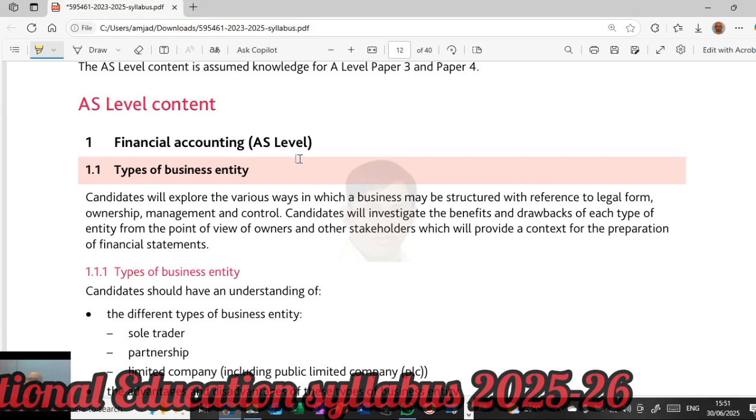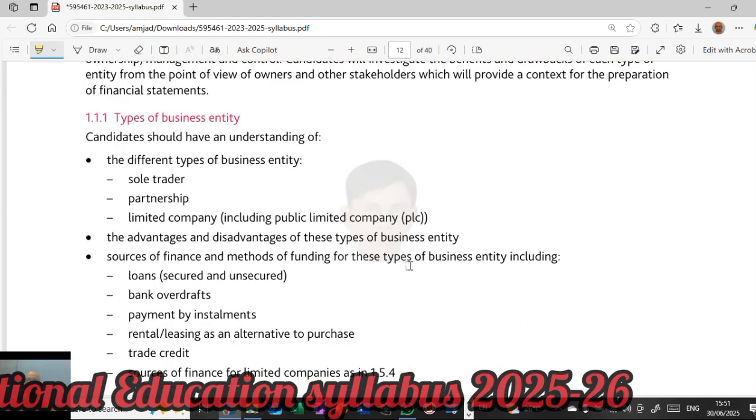So dear students, this is topic 1.1, relevant for AS level. We'll be discussing types of business entity. The different types of business entity are sole trader, partnership, limited company, including public limited company, PLC. The advantages of each type of business, sources of finance and methods of funding. What are the advantages and what are the drawbacks?